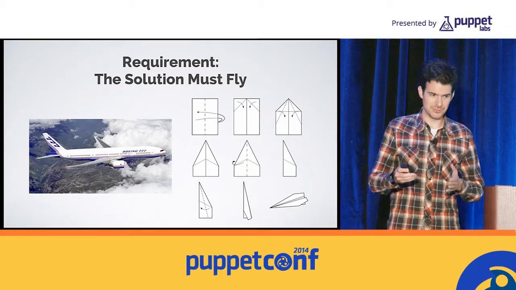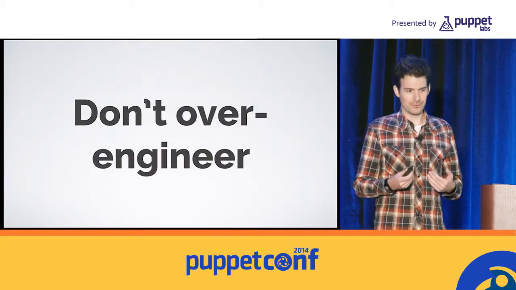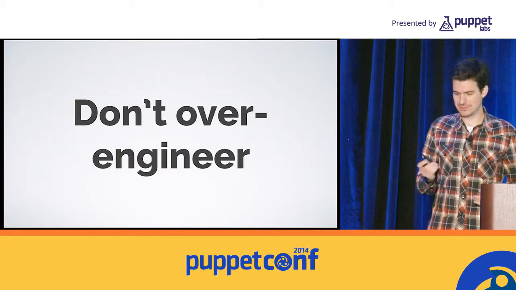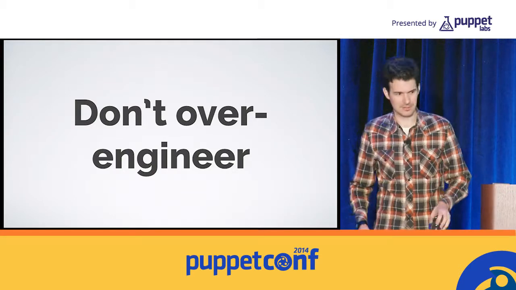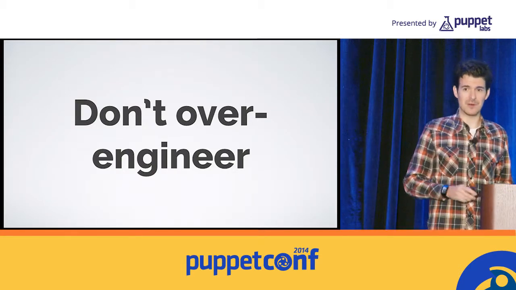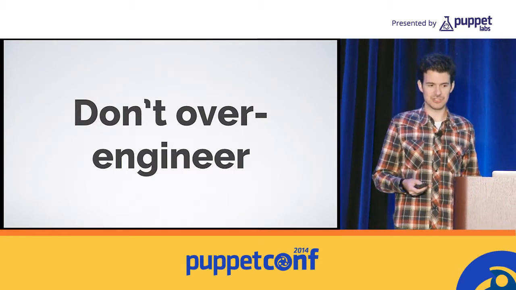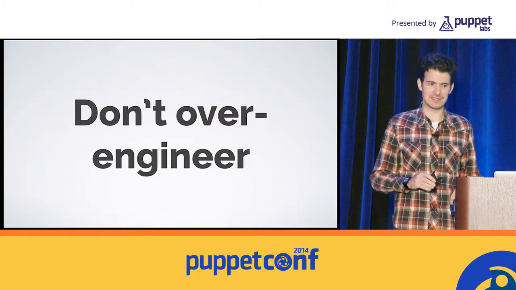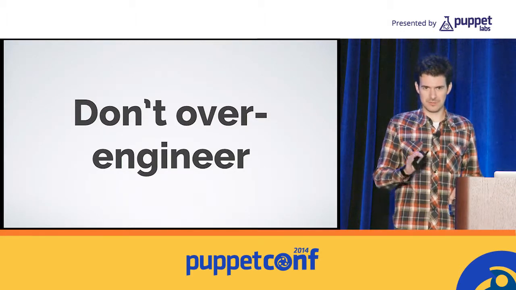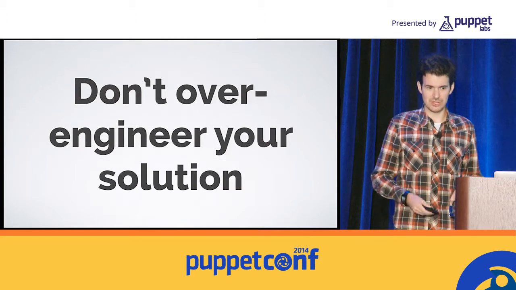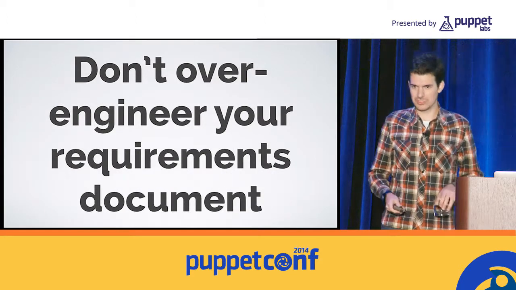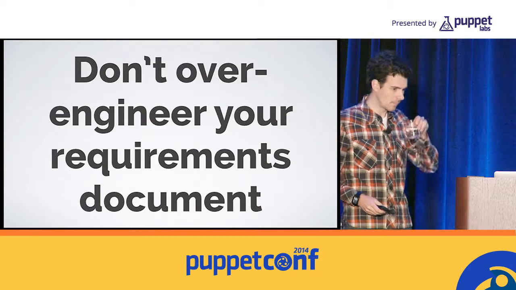Obviously, your requirements document does not really need to be over-engineered. It needs to be the specific amount of detail for your problem. As engineers, we tend to over-engineer things, always just in case we need to do some extra stuff. For our requirements document, we're going to start very basic. We're not going to over-engineer our solution, and we're not going to over-engineer our requirements document.